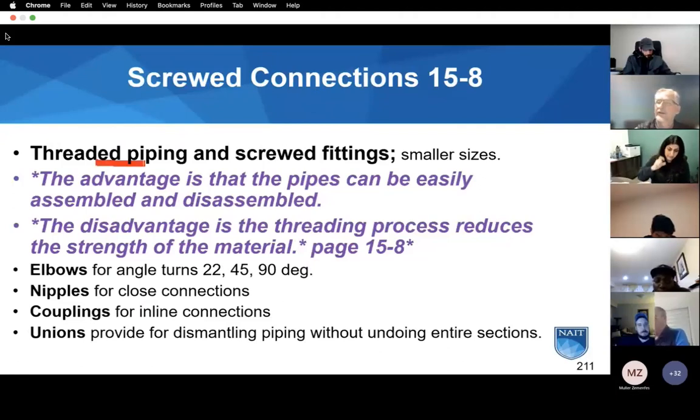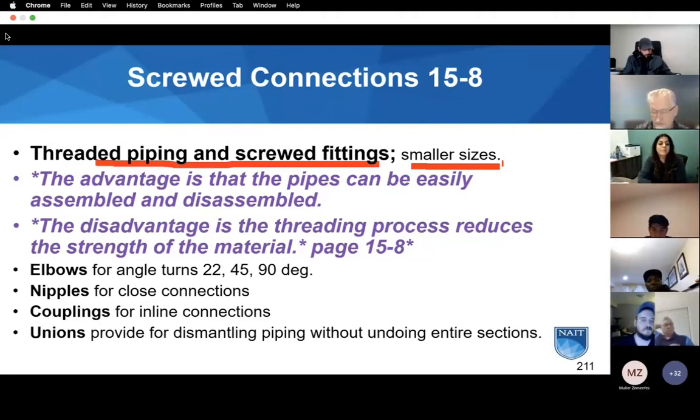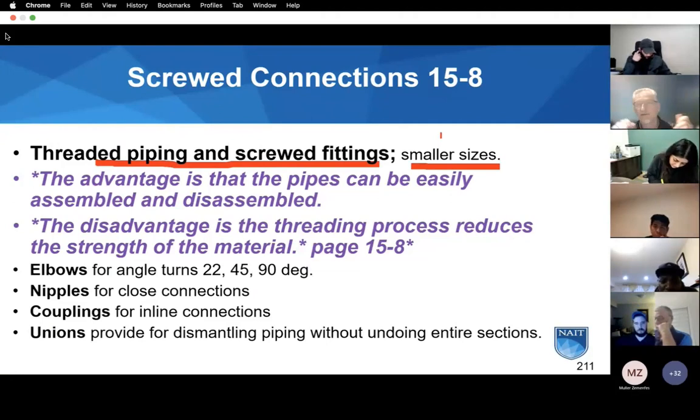So threaded piping and screwed fittings, generally in smaller sizes we do this. The gas line into your furnace and hot water heater in your basement, you're going to see it's what we call carbon steel piping. It'll have a black coating on it. Sometimes it's a gray color. And pieces of pipe are cut and threaded and fit together. There's unions and different kinds of things. We'll have a look at them. And this can easily be assembled and disassembled.